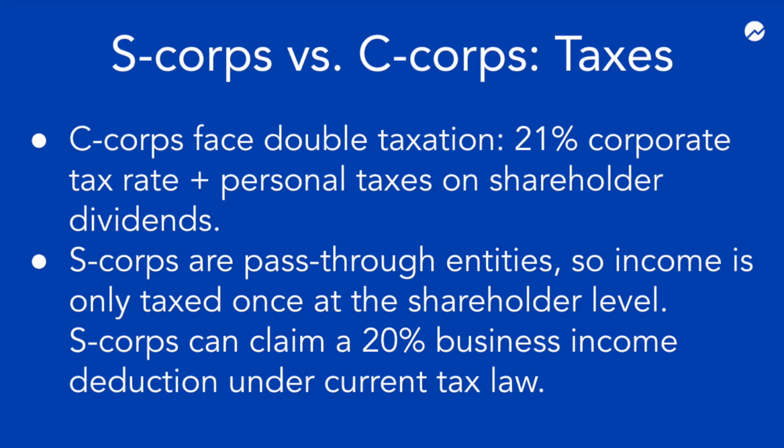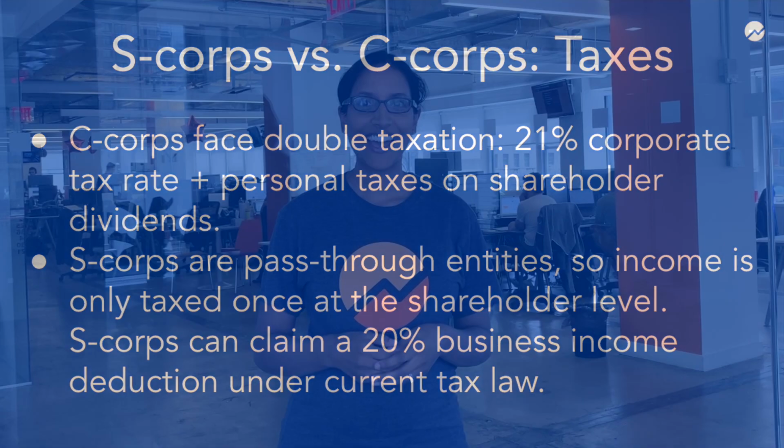The second big difference between S corporations and C corporations is taxes. No surprise there. A C corporation is the only type of business entity that pays a business level income tax. The corporate tax is currently a flat 21% for all C corporations regardless of income.